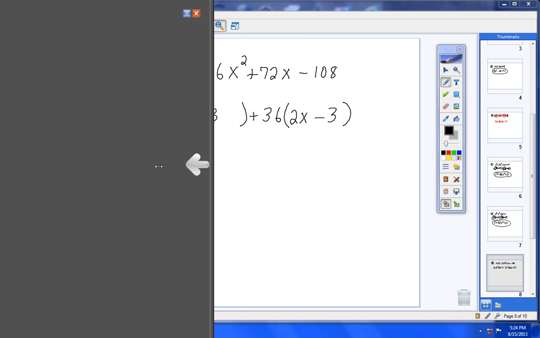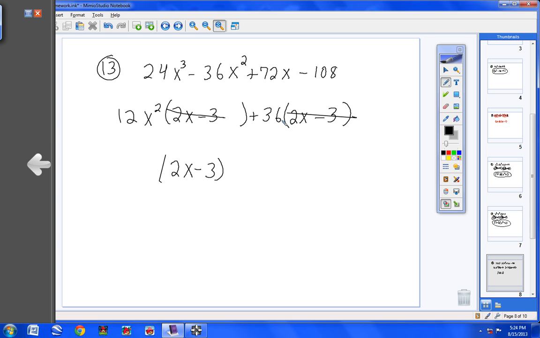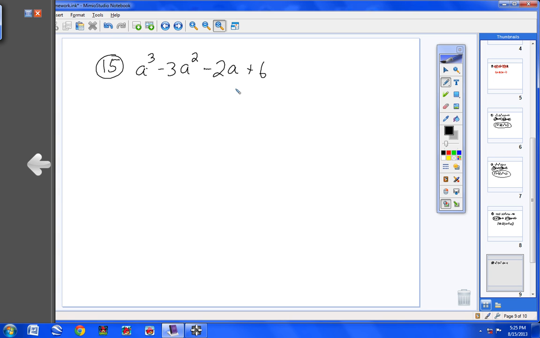Now, let's see if our two parentheses match. Yes, they do, and they should. So I'm going to write my matching parentheses once, 2x minus 3, cross those off, and I'm left over with 12x squared plus 36. 12x squared plus 36. I hope you're doing this in your sleep now. It should be pretty easy. All right, let's take a look at number 15.